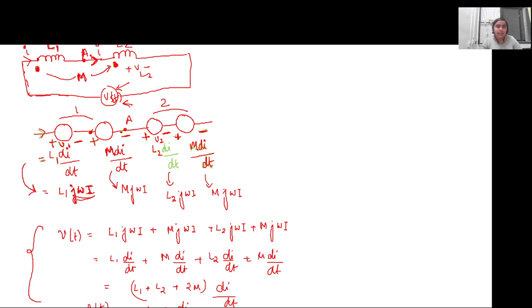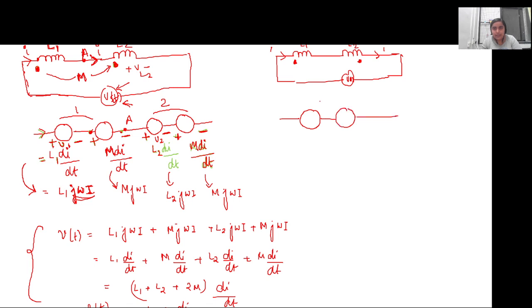Now there is a second case, when the dots are opposite, where one dot convention is given in this way. Again, it is the same circuit: there is a voltage V of t connected, and a current I flowing. Now, for inductor 1, the current is entering through the dot. However, for the other inductor, the current is leaving through the dot, because this is the single current that is flowing, right? So in this case, what will happen? How will the voltage drop be?